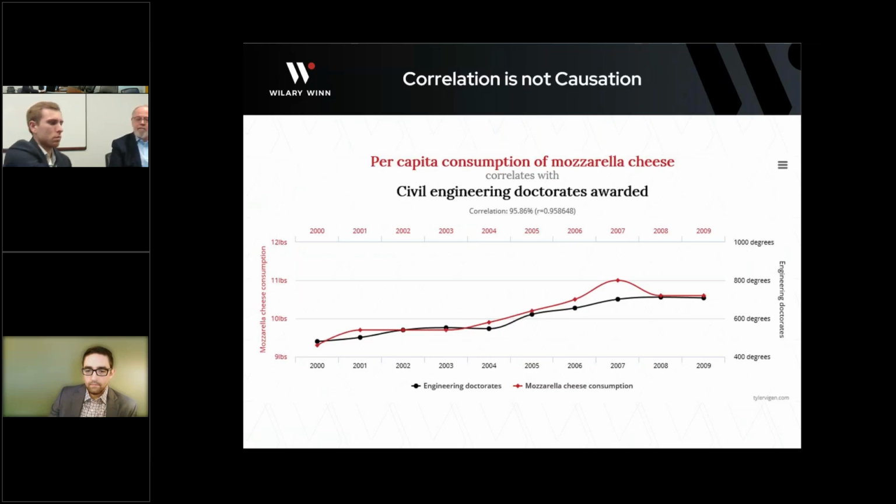Okay, and here's my favorite of correlation is not causation. This is the per capita consumption of mozzarella cheese correlated with civil engineering doctorates awarded, and you can see there's a very high correlation, which means that if you want your daughter to be a civil engineer, you should have her eat pizza.